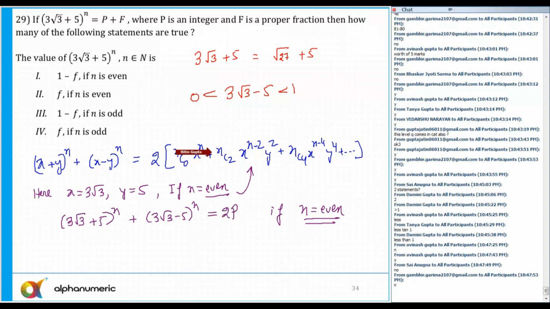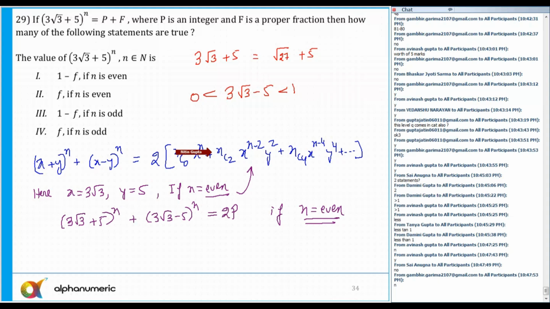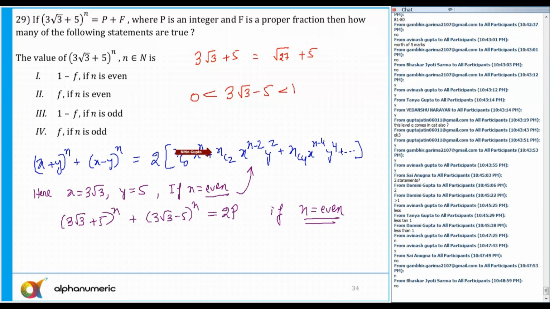Any doubts to anyone now? If n is an even number, then this is equal to 2p here. And we know now that this is equal to p plus some fractional term: integer part plus fractional part. And the second term is equal to f dash. f dash is equal to 3 root 3 minus 5 here. So p is already written here, so I can take this as q. The right hand side is 2q, or take 2a. It has to be an even number, so that is equal to 2a.